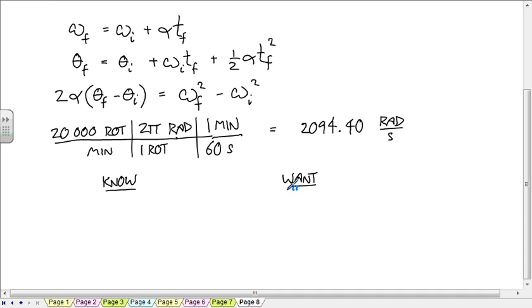Okay, so let's just go through all the possible variables and see what we know. Do we know either of the two angular positions? Well, you might as well always just say that your reference position, your reference orientation, is the orientation when time is equal to 0. So theta_i is just going to be equal to 0.